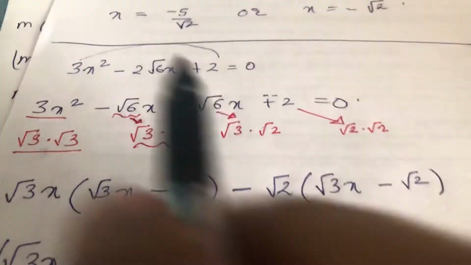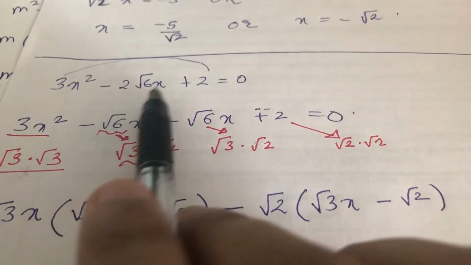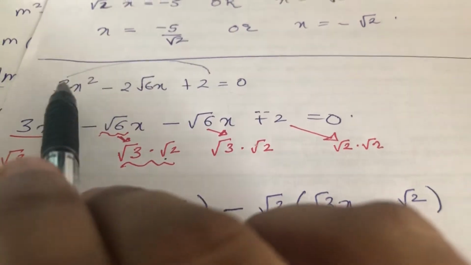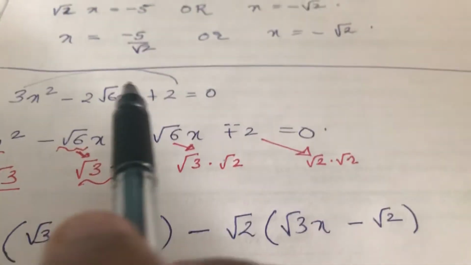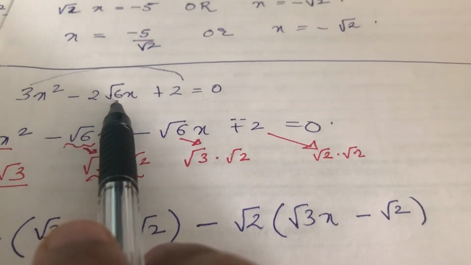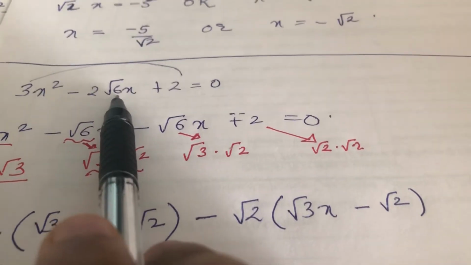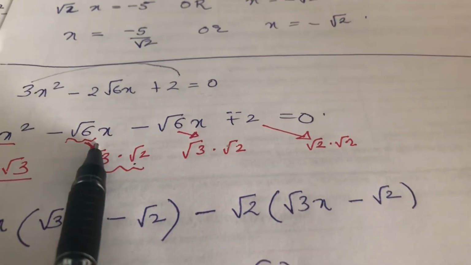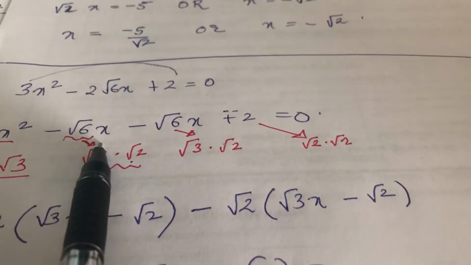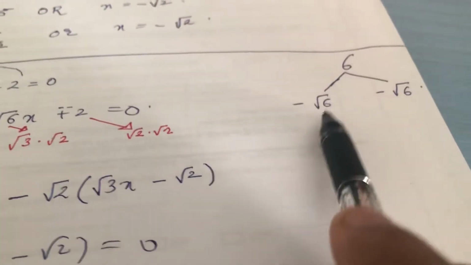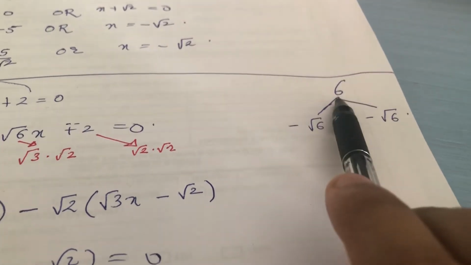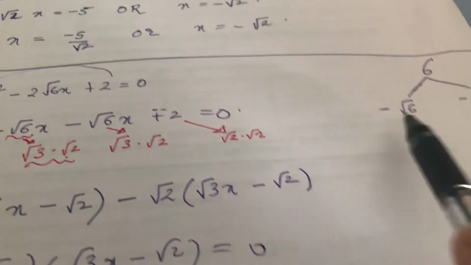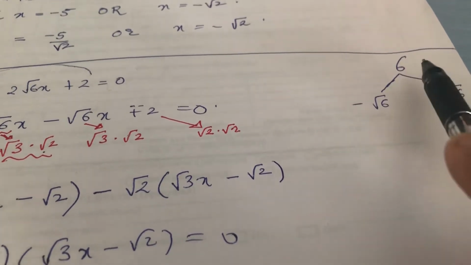Similarly, the next question, 3x square minus 2 root 6x plus 2 equal to 0. So now 3 into 2 you will get 6. One thing you have to remember is whenever there is a root sign in the middle term, suppose it's root 3, root 2, root 6, whatever it is, it will be in both the split terms. So if it is root 6 here, root 6 will be here as well as here. So we first write root 6, and then automatically we are getting 6, root 6 into root 6, 6. So we want minus 2 root 6, so it will be minus root 6, and you get 6.